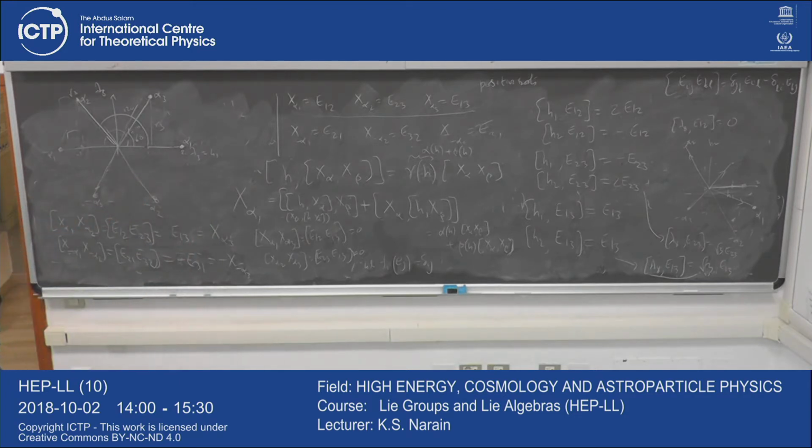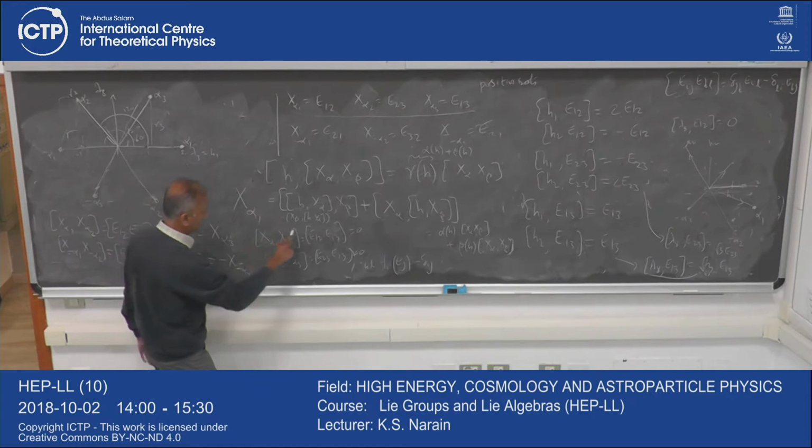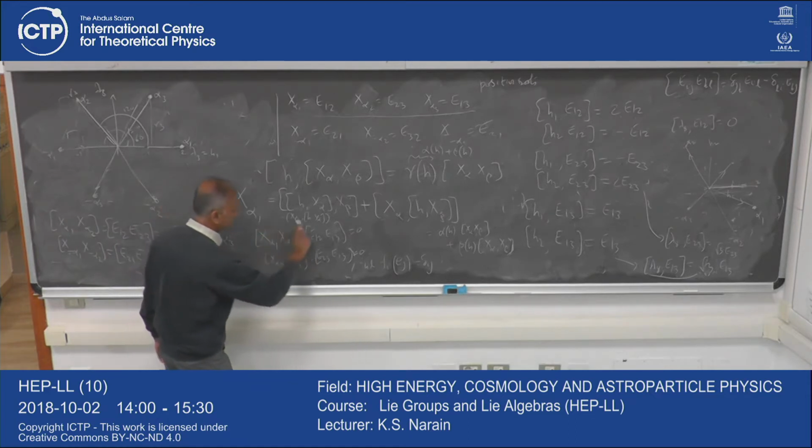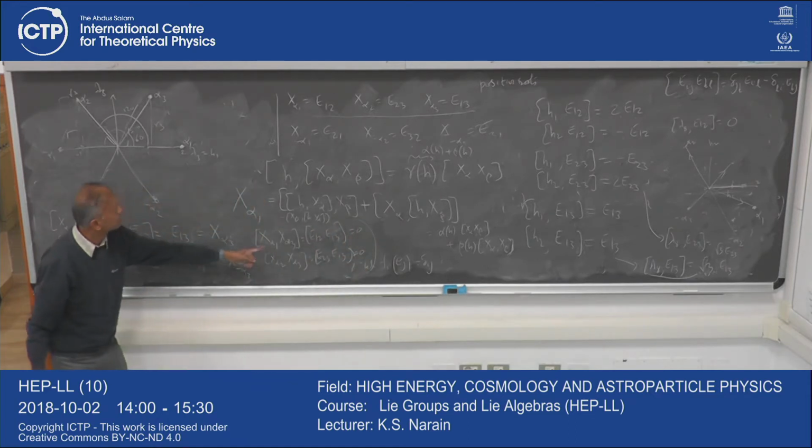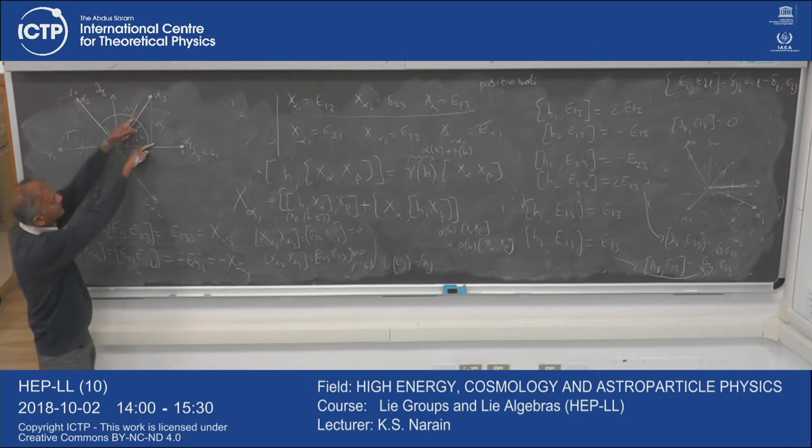Which commutator must be 0? This one, for example, this guy, look at this one. This commutator is 0, right? This was alpha 1 with alpha 3. Alpha 1 is here, alpha 3 is here.